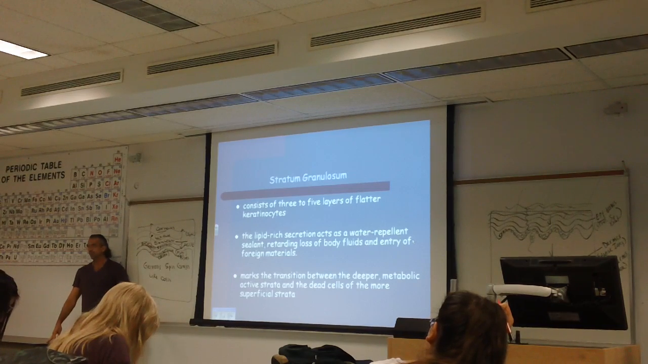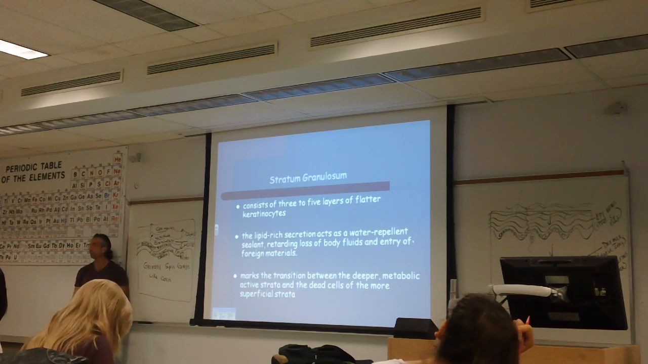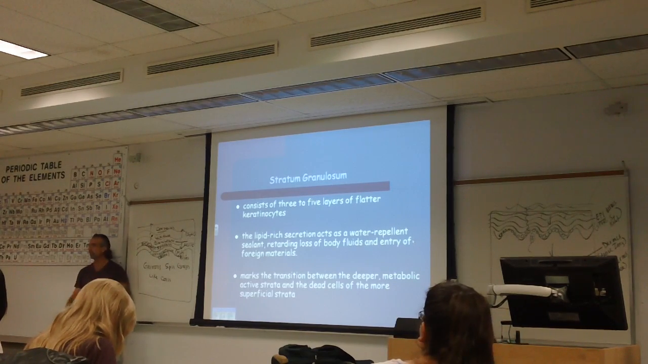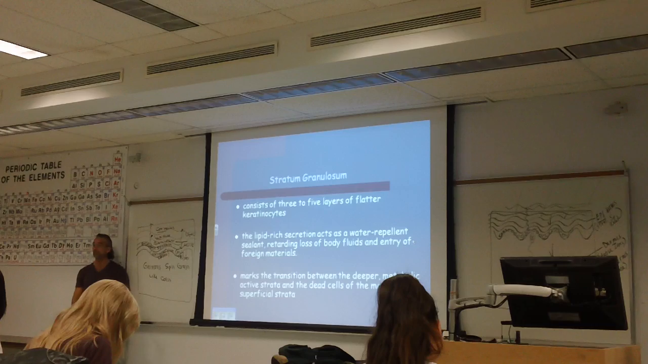Someone asked what the granulosum itself is, because it's layers. It's mixed, because cells go from alive to dead during that layer. That's where they change. Right when they enter there, they start to die off, so you'll find some that are still alive and some that are dead. It's a transitional area between the two.